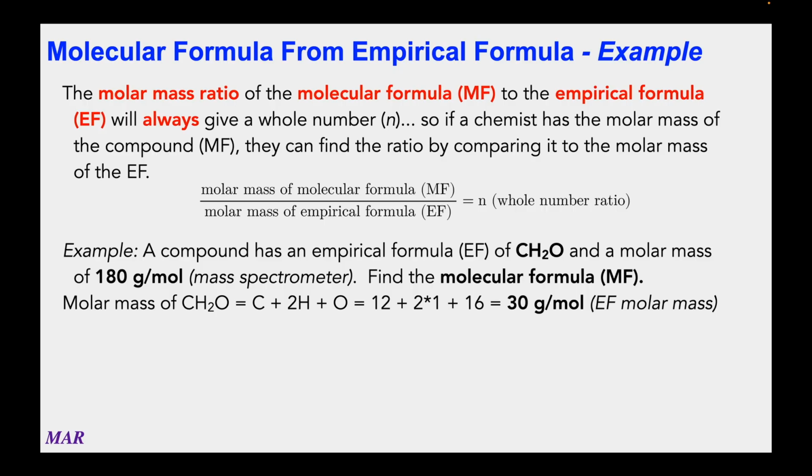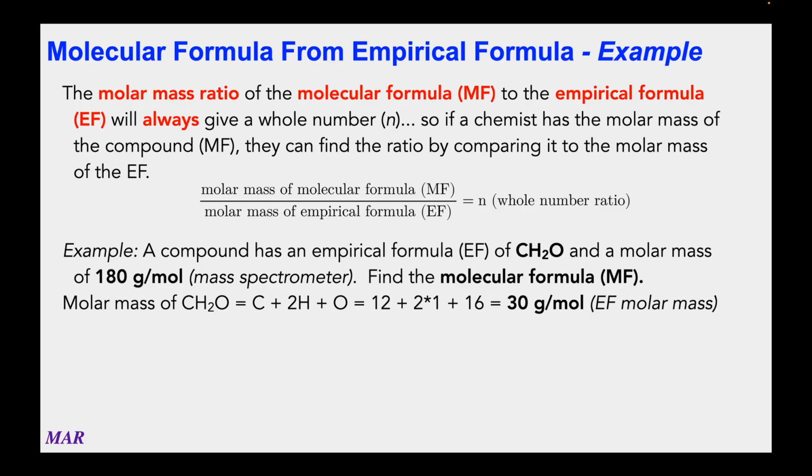And the empirical formula here, CH2O. So 1 carbon is about 12 grams per mole. Hydrogen is roughly 1 gram per mole, and there's 2 of them. And oxygen is 16 grams per mole. So you can see there I added 12 plus 2 times 1 plus 16, 30 grams per mole.